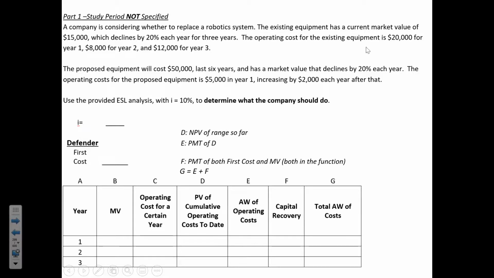The operating cost for the existing equipment is $20,000 for year one, $8,000 for year two, $12,000 for year three. So here we put in these operating costs, and you remember how we first take those to the present in column D, and then we annualize them in column E.